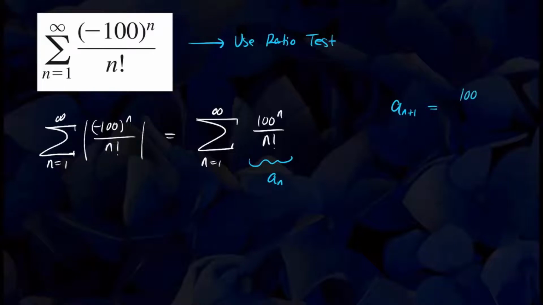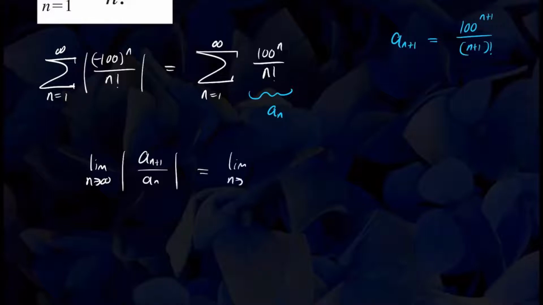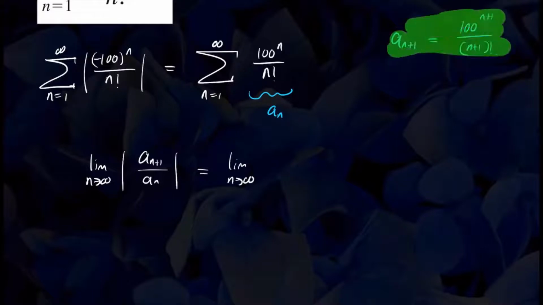So it'd be 100 to the power n plus 1 over n plus 1 factorial. So that's your a sub n plus 1 term. Let's use the ratio test. So we take the limit as n approaches infinity of the absolute value of a sub n plus 1 over a sub n. So this would be the limit as n approaches infinity of a sub n plus 1. Well, that's this term right here. And we divide by a sub n, which is this guy right here.